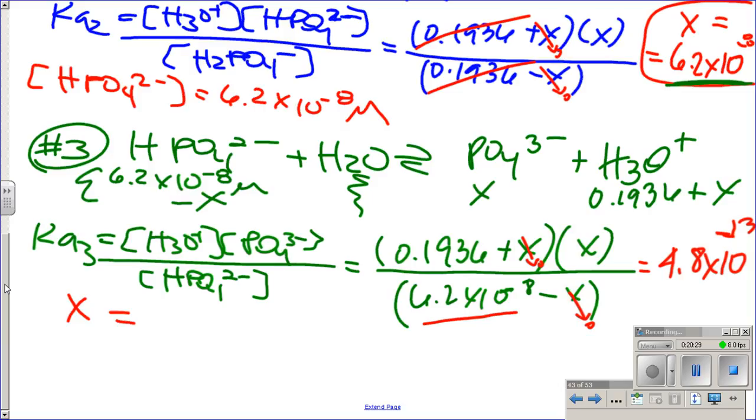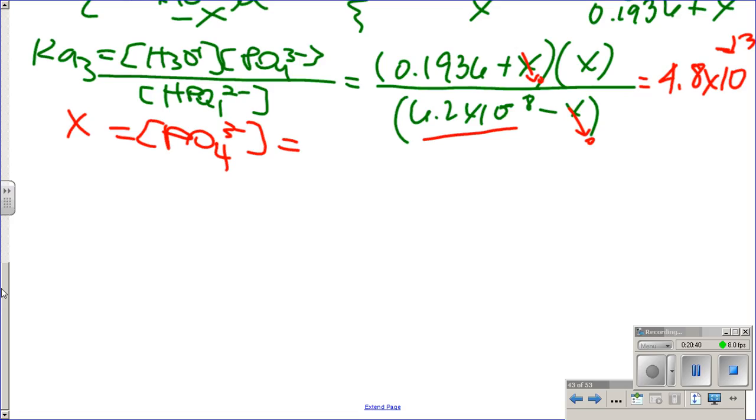X is equal to, when you do that math, the phosphate, which is X, is equal to 1.537 times 10 to the negative 19. So do you think it was okay for us to neglect X? Probably.